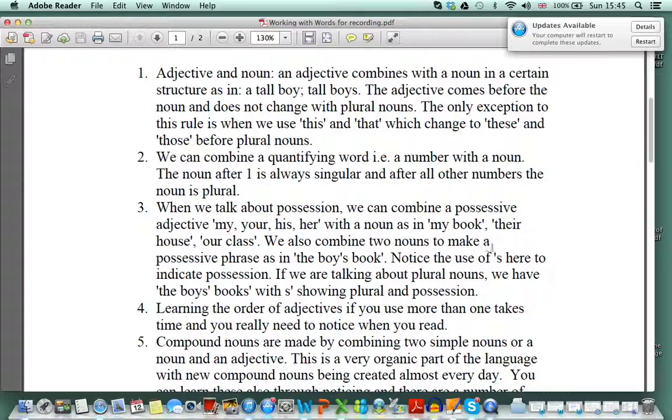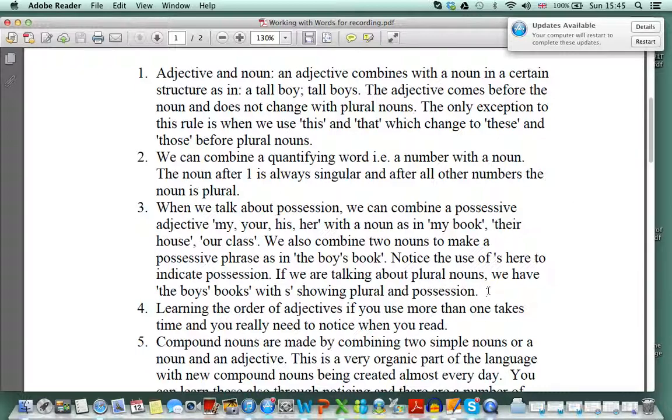We also combine two nouns to make a possessive phrase, as in the boy's book. Now notice the use of the apostrophe S here to indicate possession. If we are talking about plural nouns, we have the boys' books, with S apostrophe showing plural and possession.